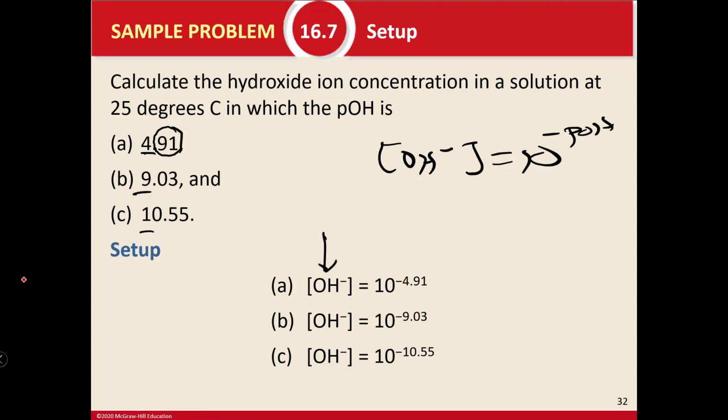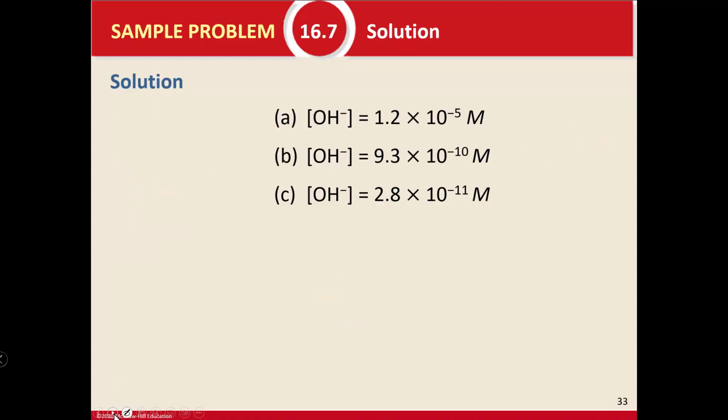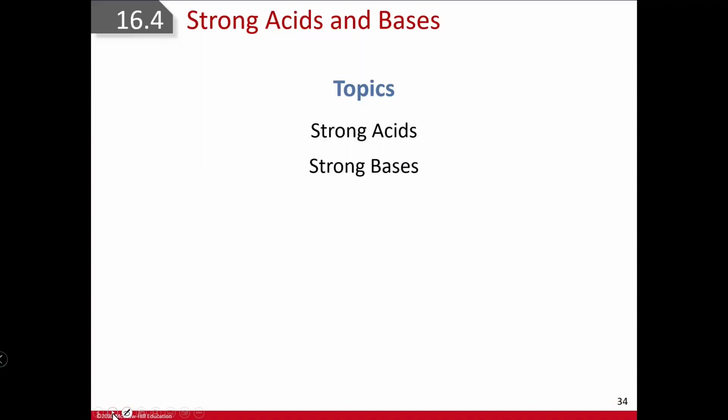So again, plug 10 raised to the negative 4.91, 10 raised to the negative 9.03, 10 raised to the negative 10.55, and our answers are to 2 significant figures, 1.2 times 10 to the negative 5th, 9.3 times 10 to the negative 10th, 2.8 times 10 to the negative 11th molar, respectively. Easy stuff. I'm telling you, this is easy.